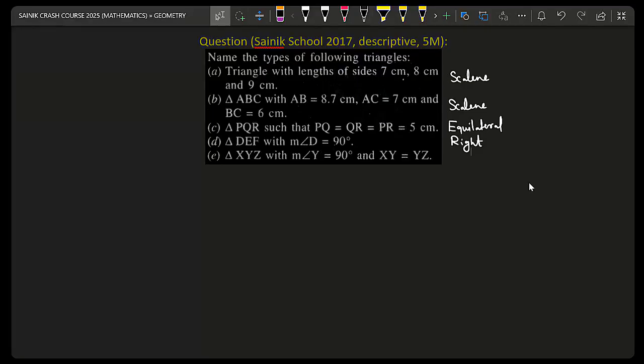Vishnu, can you answer E? Sir, the answer is right isosceles triangle. Can you say the reason why? Sir, because XY and YZ are equal and angle Y is equal to 90. That means it is right because one angle is 90 degrees. It is isosceles because two sides are equal. So it is called a right isosceles triangle, right? Yes, sir. Okay, Vishnu, you can mute.